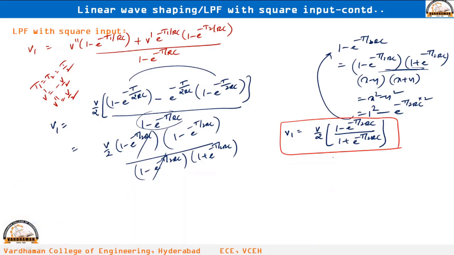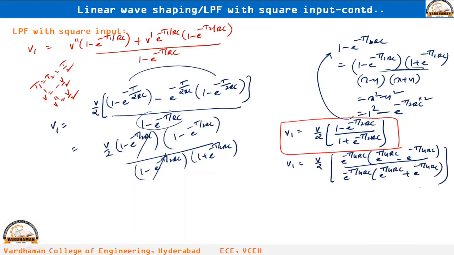That is, V1 is equal to V by 2 into, here you can take e power minus T by 4RC common, because 1 is there, you will get e power plus T by 4RC. If you multiply these two, you will get 1 minus e power minus T by 2RC only. In the denominator also you take e power minus T by 4RC common. So you will get e power T by 4RC plus e power minus T by 4RC. Like this you will get.